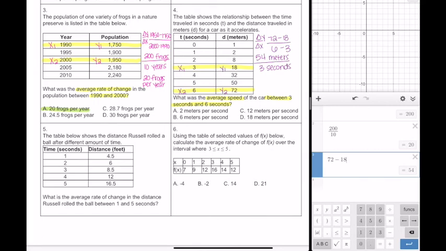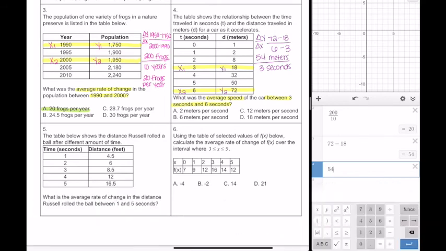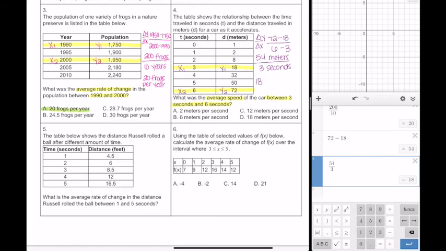The rate of change is the number itself. Interpreting the rate of change means what per what. Okay, so 54 divided by 3 is 18. So that's 18 meters per second.